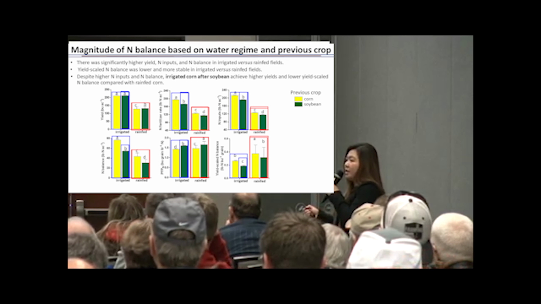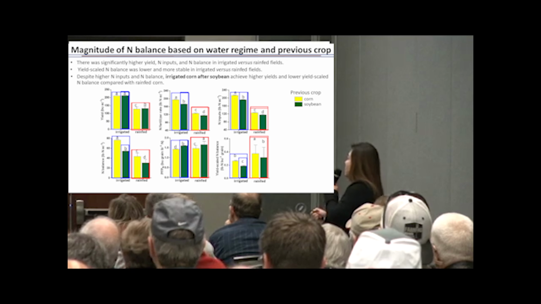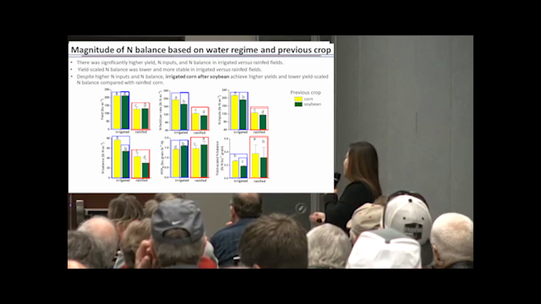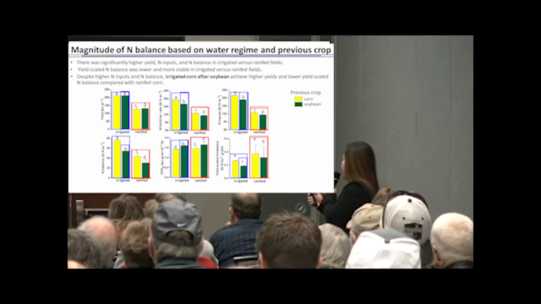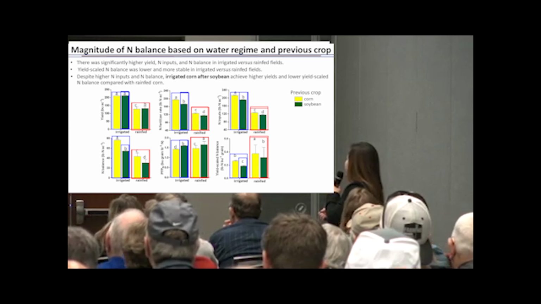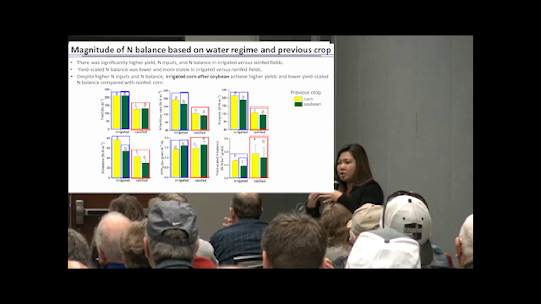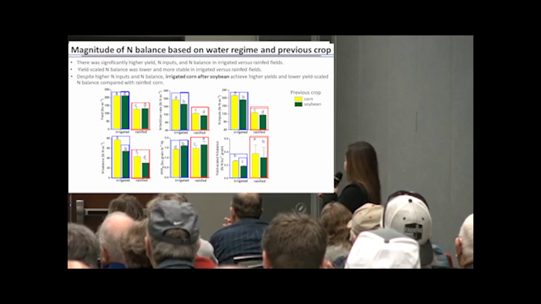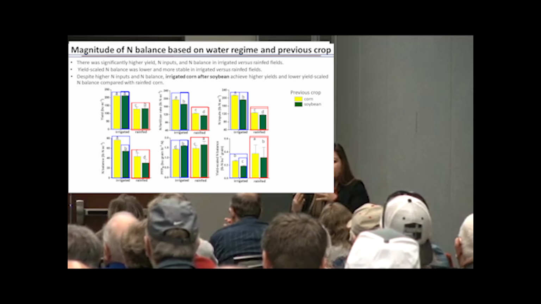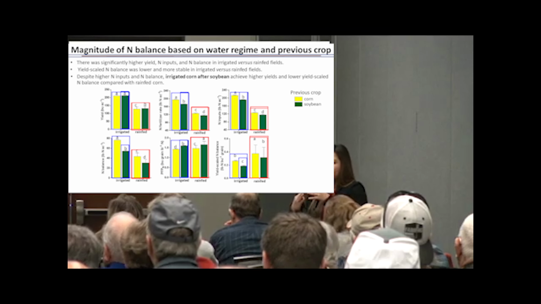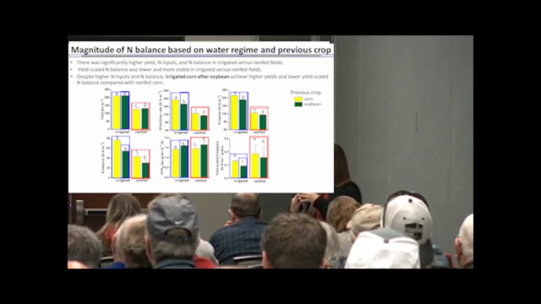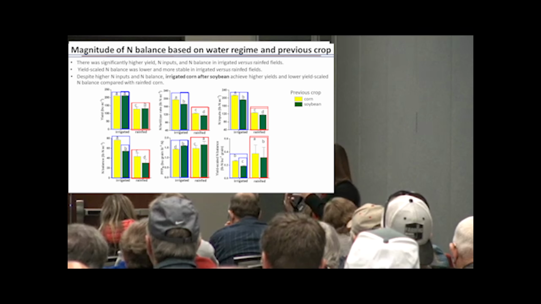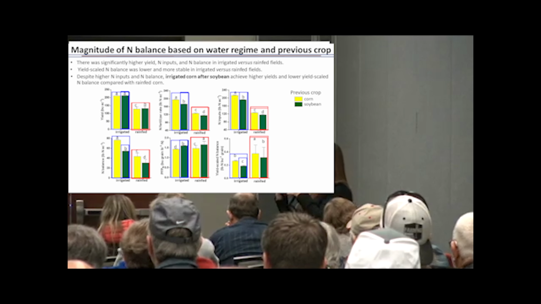But if we compare their yield, this irrigated corn after soybean has a much higher and more stable yield as compared to rain-fed fields, and almost similar partial factor productivity. And again, this irrigated corn after soybean has a much lower and much more stable yield-scaled nitrogen balance if you compare them to the rain-fed fields. So this means that this corn-soybean rotation is probably one good management practice that could potentially help producers reduce their nitrogen balance while attaining higher yields or even increasing their yield.